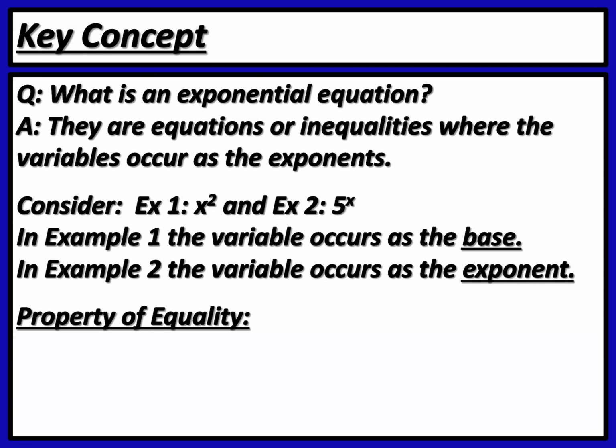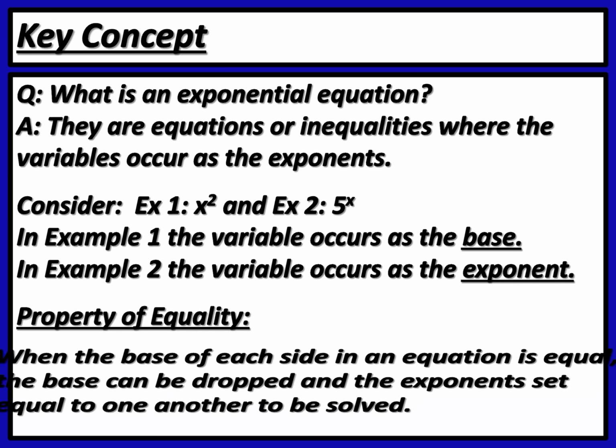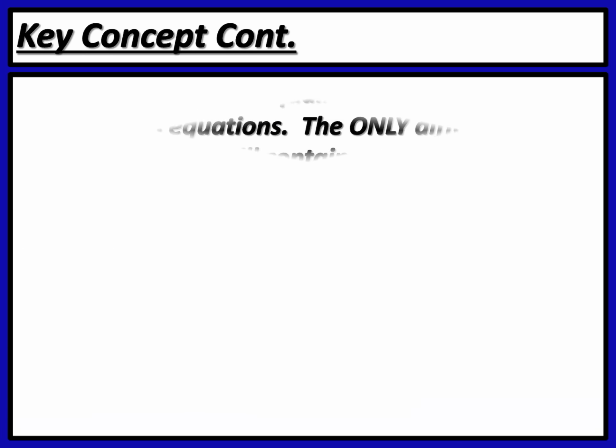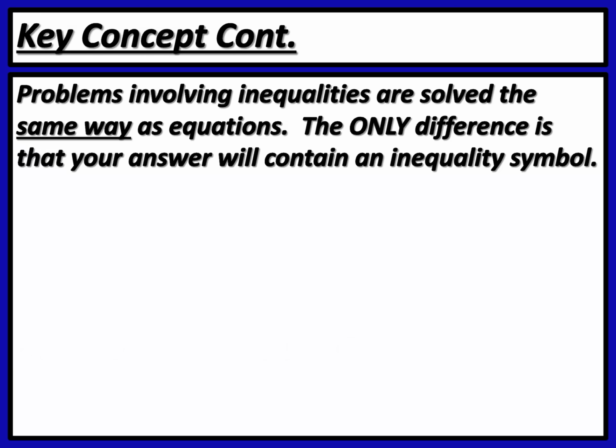So we have properties of equality when we're dealing with exponential equations. That means when the base, the big bottom number, on each side of the equation is equal, we can cancel those out and the exponents can be set equal to each other to form an equation that we can solve. Now we're going to have to use our exponent rules in order to solve these equations.